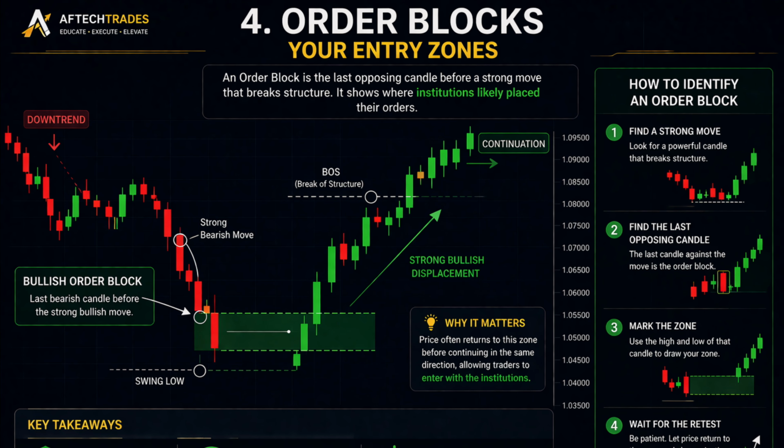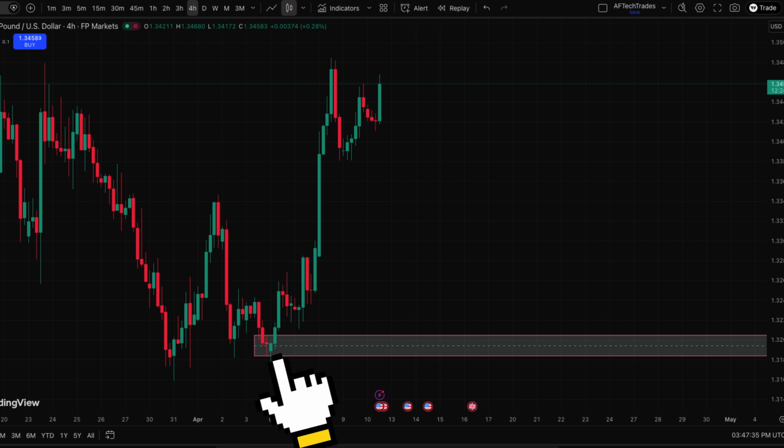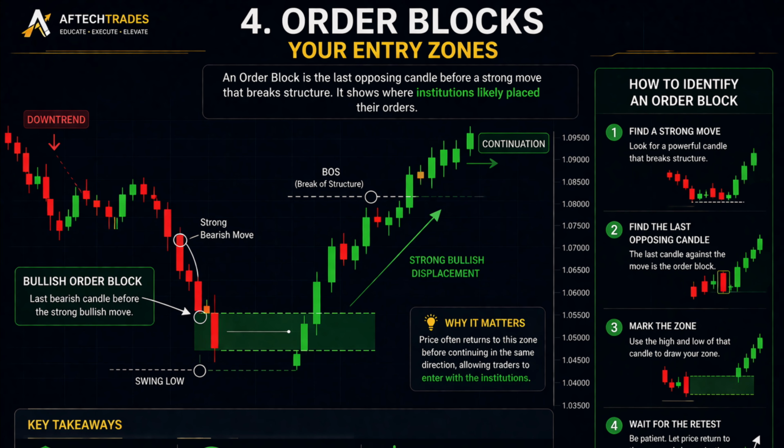An order block is typically the last opposing candle before a strong move that causes displacement and breaks structure. For example, if price is moving down and then you see a strong bullish move that breaks above a key level, the last bearish candle before that move is often marked as a bullish order block. Why do we care? Because price often comes back to that zone, like it's checking an old footprint, and reacts again. Here's how to mark an order block in a clean way.